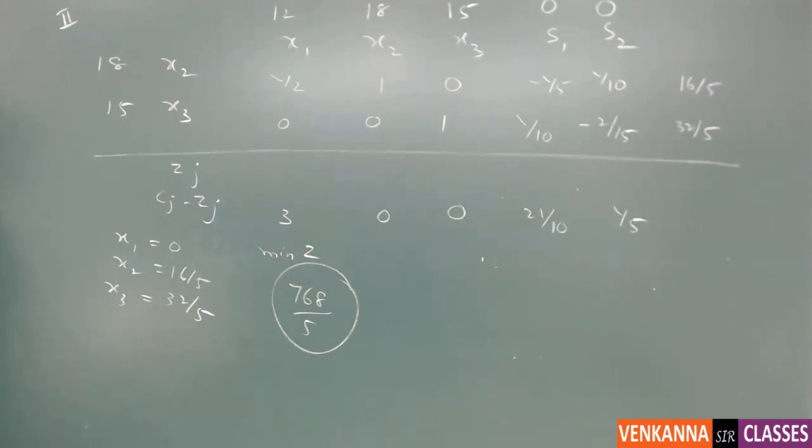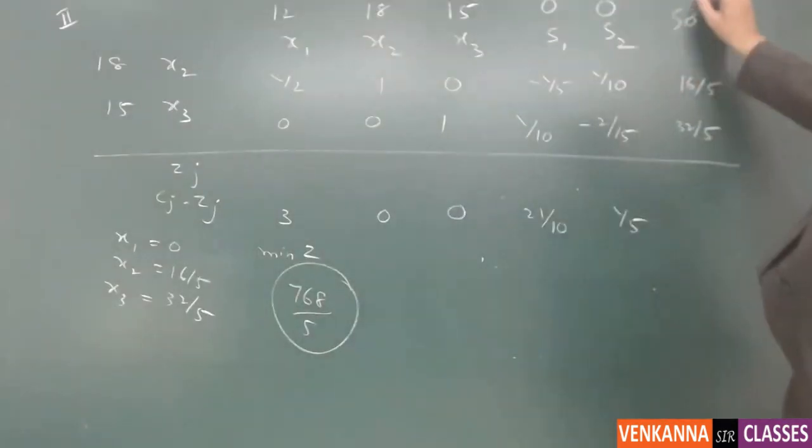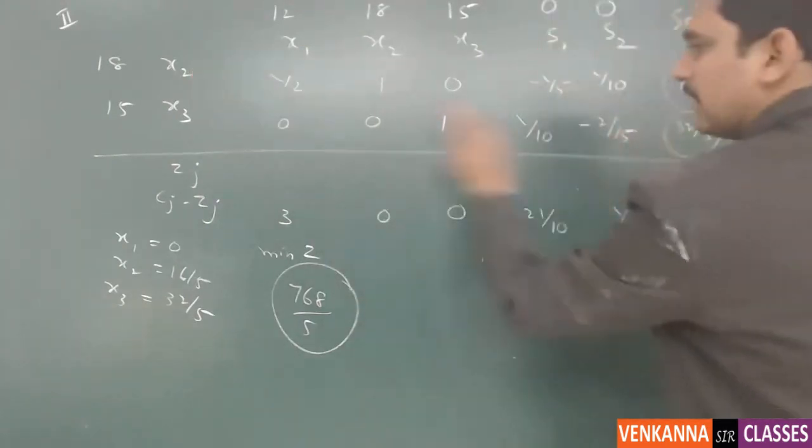Any queries so far to anyone in the procedure application or something? If anybody has, you can ask. How we got final values? See here, this is the solution column, right? These solution values I have taken simply. This is for x2 and this is for x3.